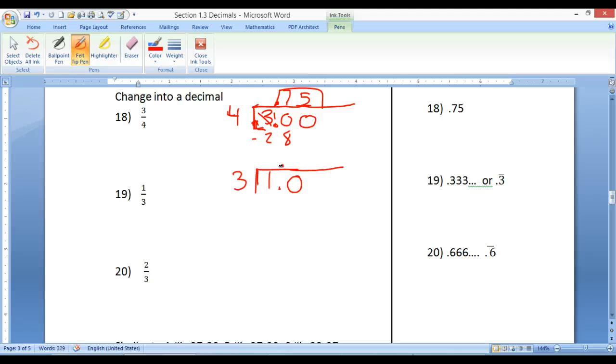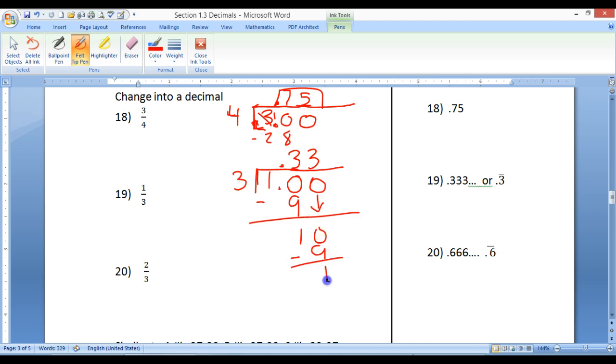Okay, 3 goes into 10 how many times? Well, I know 3 times 3 is 9, which is really close. 10 minus 9 is 1. Okay, well 3 won't go into 1, so I'm going to give myself another 0 and bring it down. 3 goes into 10 3 times. 3 times 3 is 9. Put the answer down here.